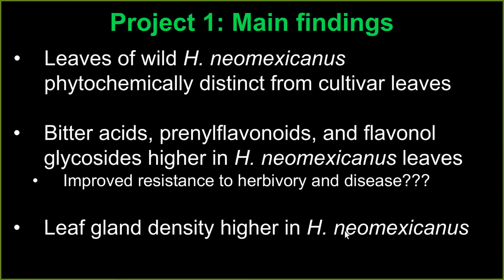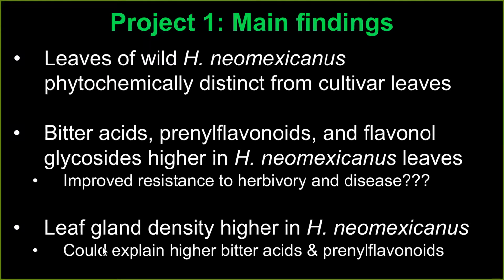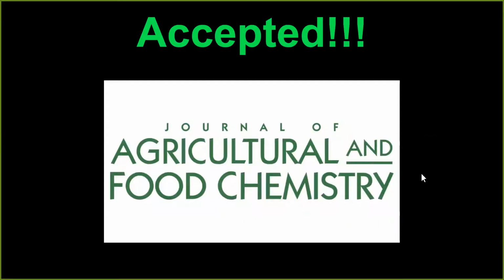We also found that the density of those glandular trichomes was also higher in our wild hop leaves. And because the bitter acids and the prenylflavonoids are produced in these glands, this could explain why the bitter acids and prenylflavonoids are higher in the wild hop leaves, and it likely does. You know, basically they have more glands, so they have more of these compounds. As Dr. Connelly mentioned, this was just accepted this week in the Journal of Agricultural and Food Chemistry.